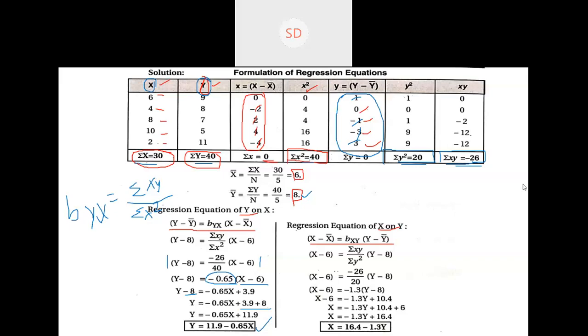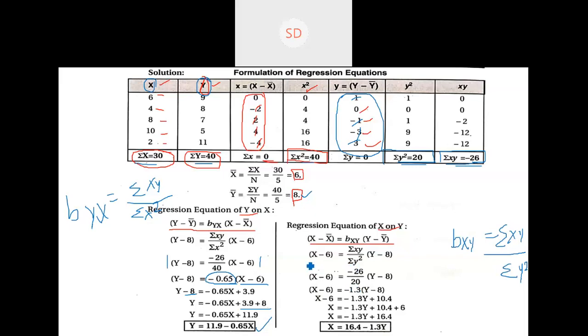Okay. Now, let us go to the next regression equation calculation, that is x on y. In x on y, the main equation is x minus x bar is equal to bxy into y minus y bar. Here the formula for bxy is again summation xy divided by summation y square, which is substituted in the place of bxy.